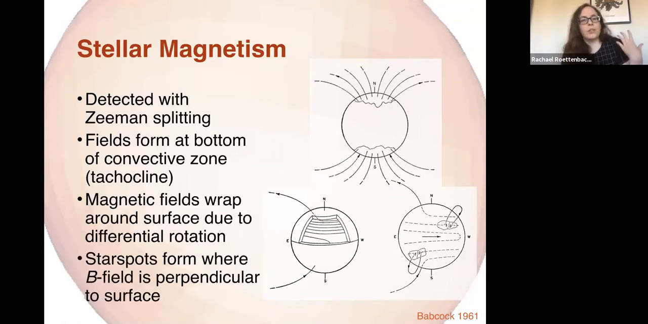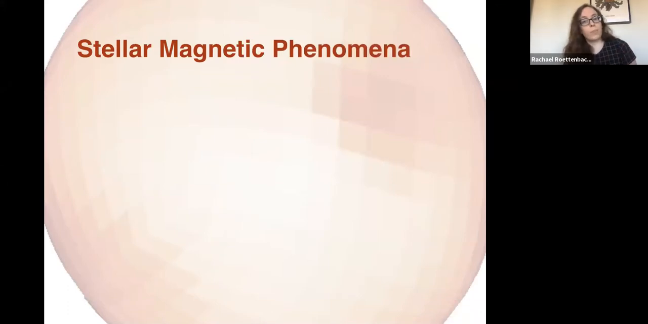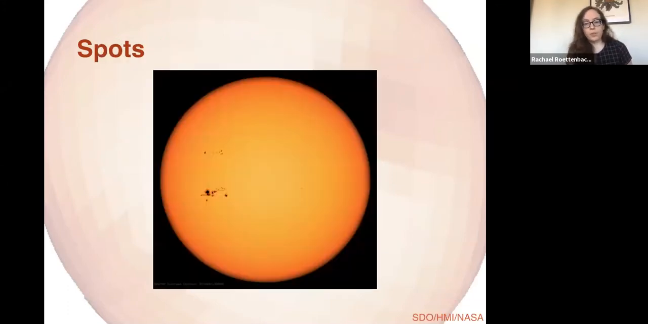And so these are just one of the stellar magnetic phenomena. So here are the spots, and you can see them moving across the surface. Yep, there we go.